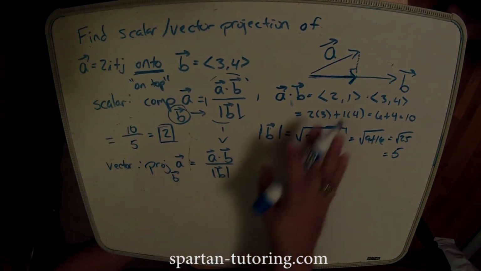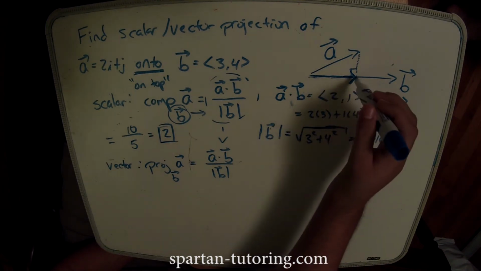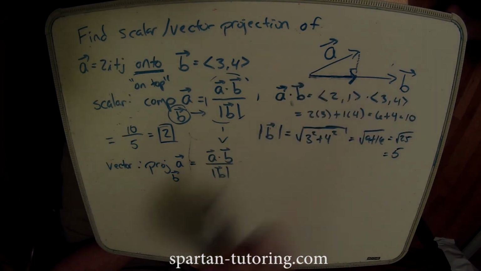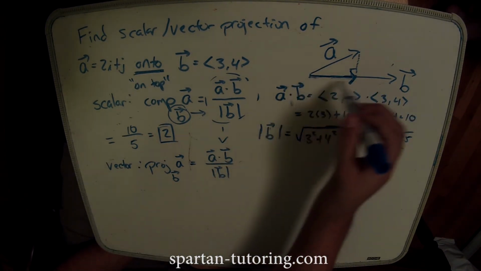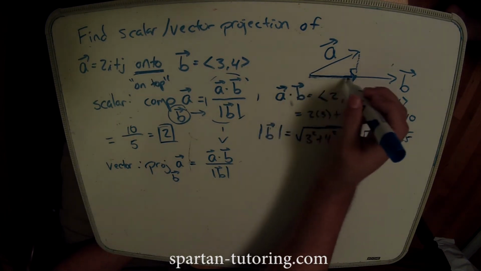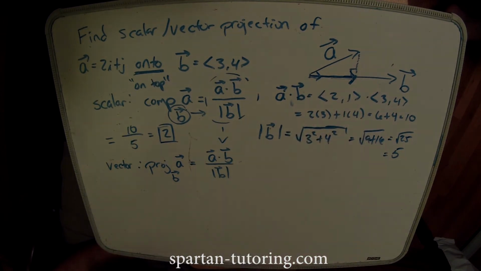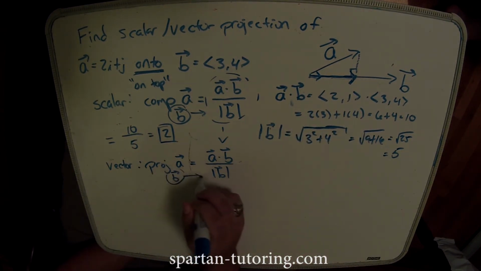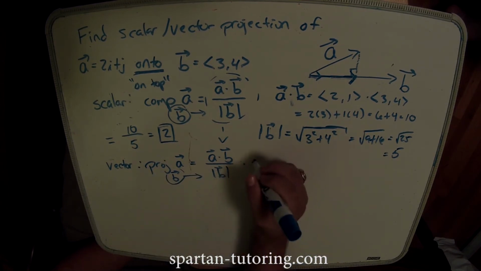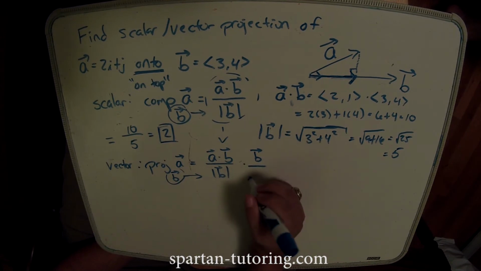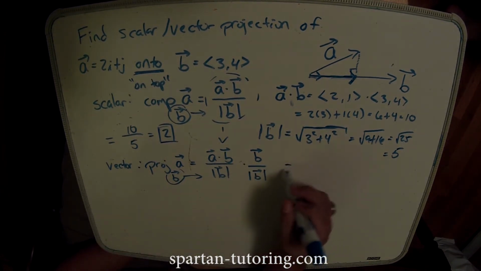Now here's what we're going to do. Let's come back to our picture over here. The scalar projection gave me this length. So if I want the vector, this vector right here, I want to multiply this length by the unit vector of B. Whatever you swung across, you're going to be using that everywhere. The unit vector of B, y'all should know, is B over the magnitude of B.